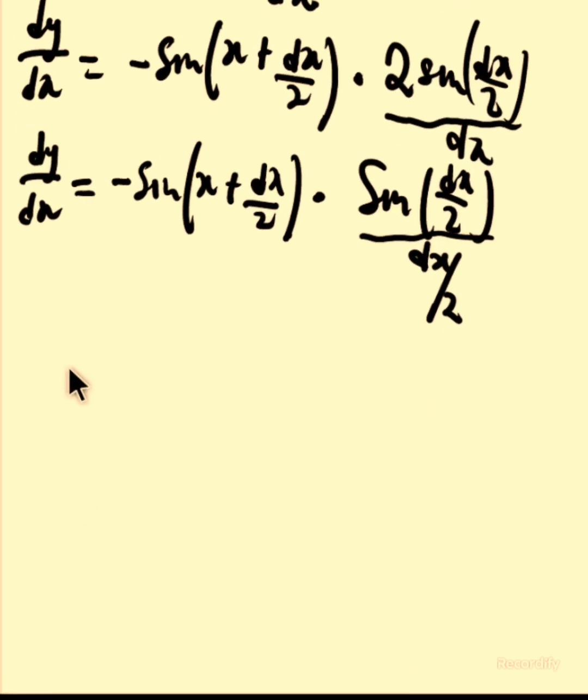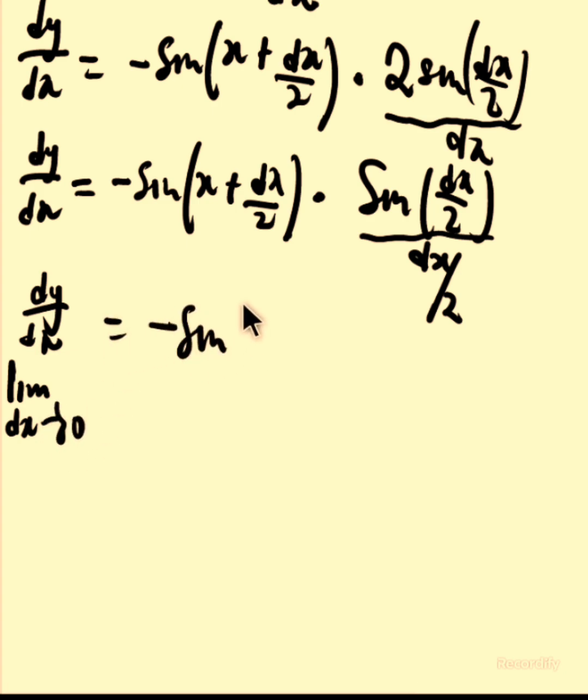I have to set this up. So now the limit as dx approaches 0 of dy over dx equals to negative sine of x plus, if we take the limit of dx over 2 now, that's going to be 0, plus and if we take the limit here, that's 1. Don't forget the limit of sine theta over theta as theta approaches 0 is going to give us 1. So if we take the limit of dx now, this will approach 1.